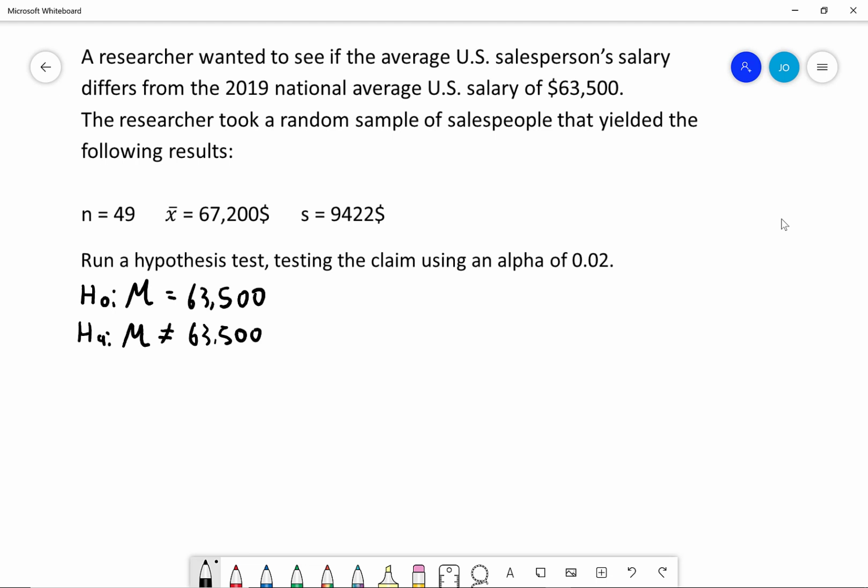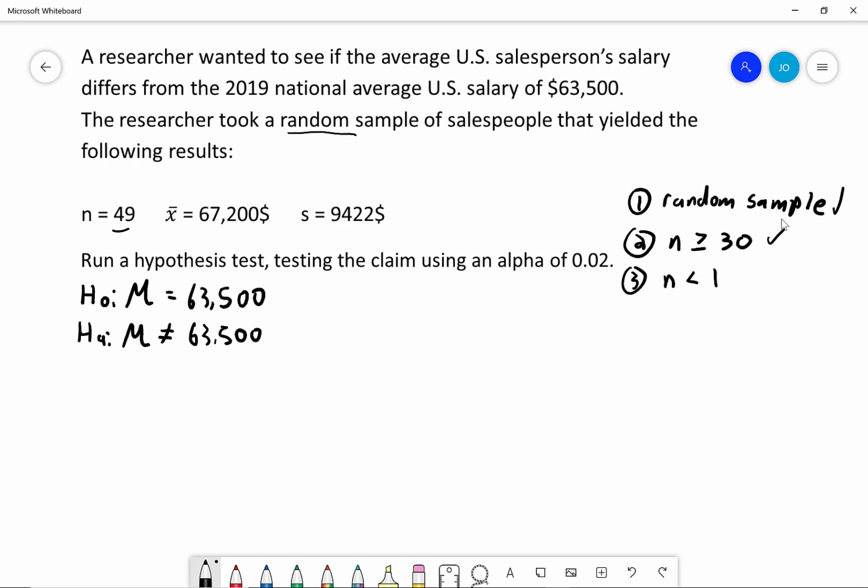Now, before we go ahead and start our test, we need to make sure we check our conditions. Right? We need to see if there is a random sample. And in this problem, it was stated that there was a random sample of salespeople. So cool. We need to have our sample size being at least 30. In this case, our sample size is 49, so both of these are rocking and rolling. And our last one is that our sample size needs to be less than 10% of the population.